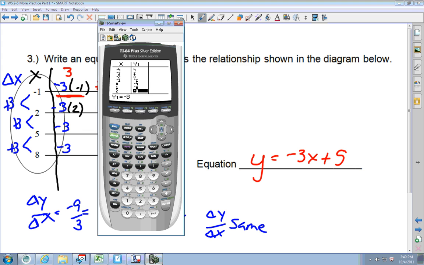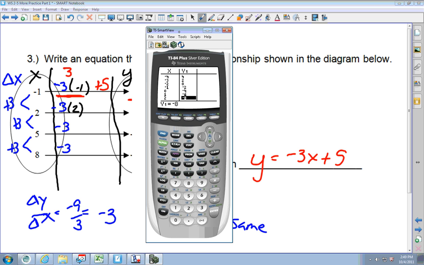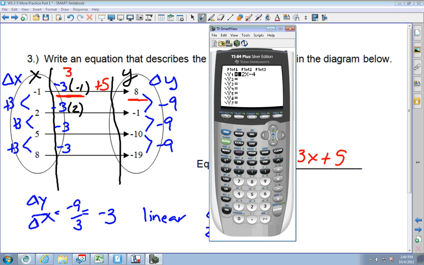Well, you need to go in your calculator and double check. So right here, I'll go to y equals. Remember, you go in there and put in negative 3x plus 5. And I put a second graph and double check and make sure that these points are in there.